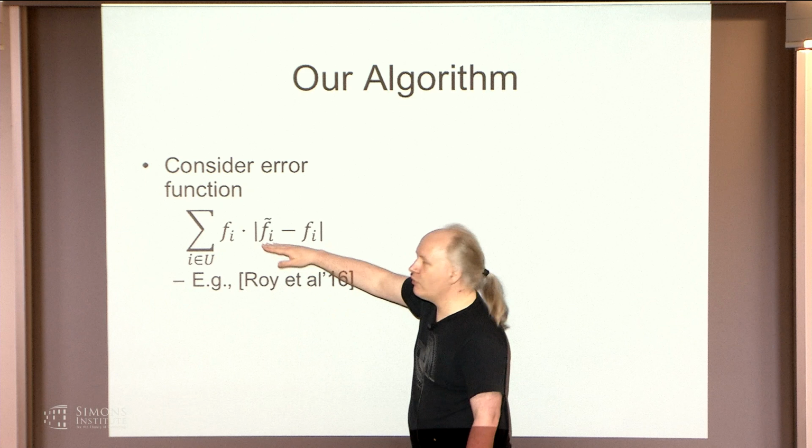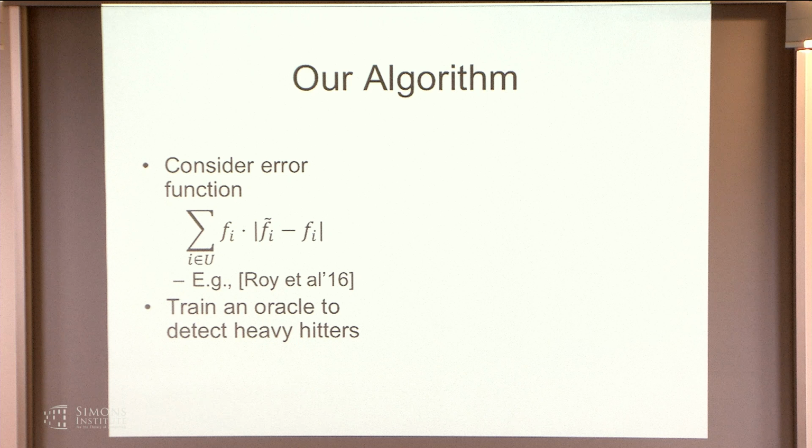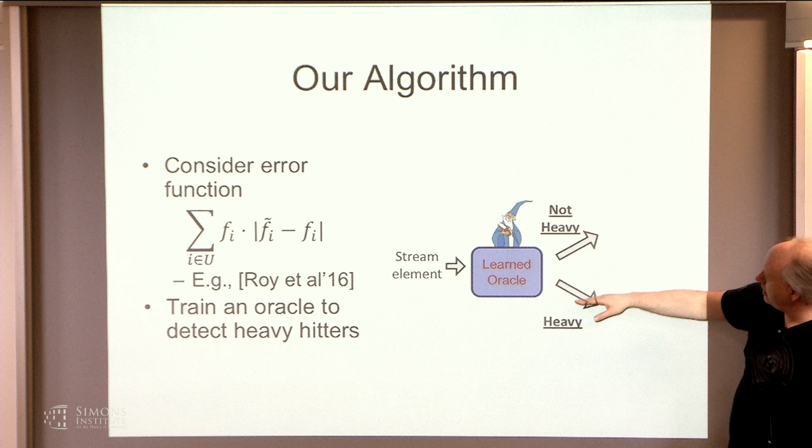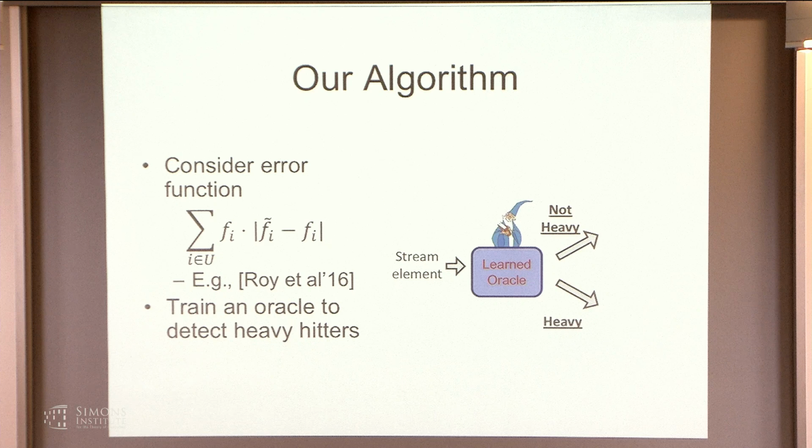And what we do is as follows. We take a subset of the data to train the oracle, and the oracle is trained to detect heavy hitters. Basically, I want to have a magic oracle such that when a stream element comes, it predicts whether the element is heavy or not heavy. Of course, this oracle is going to make mistakes, but that's all right, as long as it doesn't make too many mistakes. And then once we have this oracle, we basically build an algorithm around it.